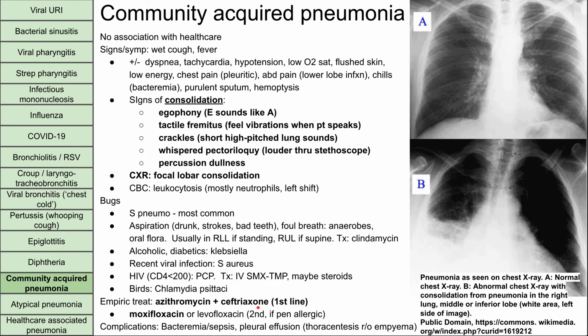There are a number of complications for lobar pneumonia, for community-acquired pneumonia. We're not going to talk about them in detail here, but essentially this can progress to bacteremia, to sepsis. It can lead to a pleural effusion, and you might want to rule out empyema by doing a thoracentesis if you suspect that.